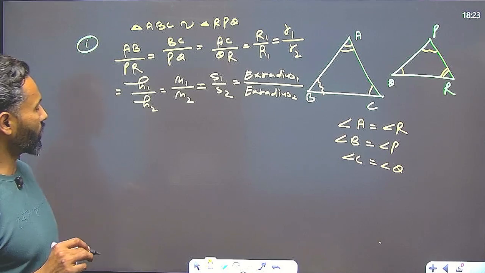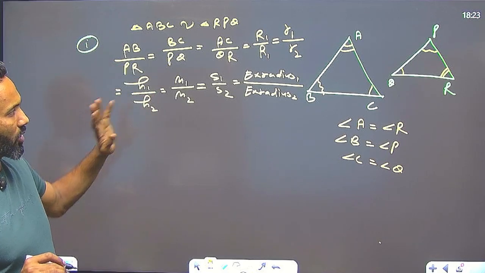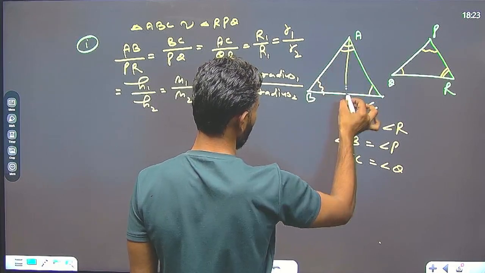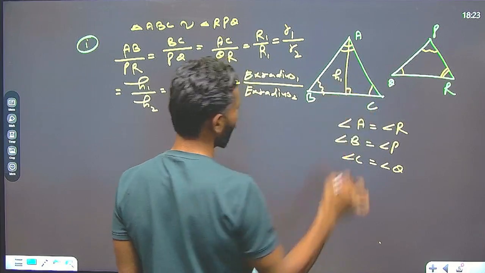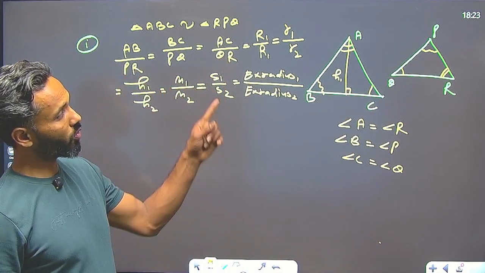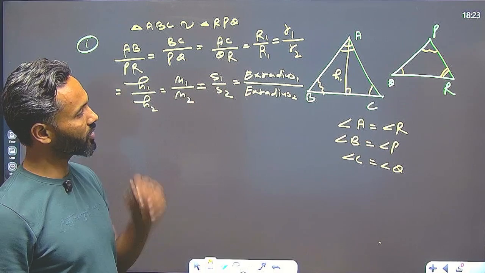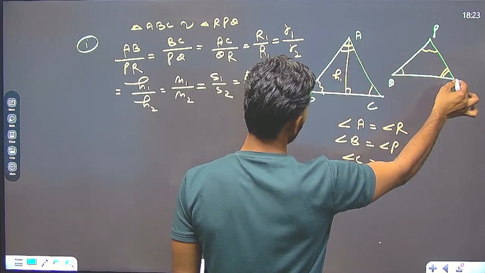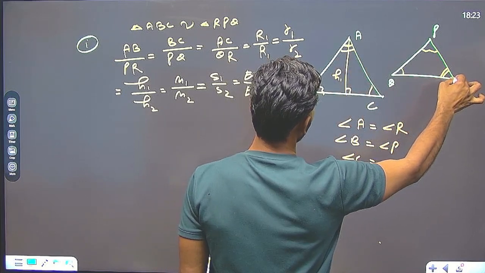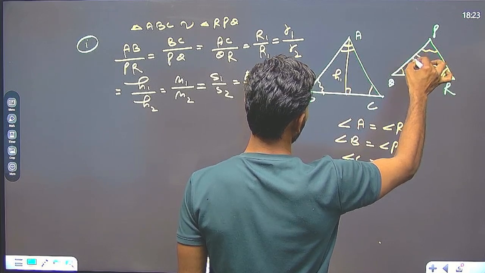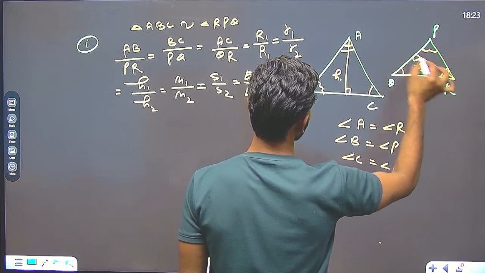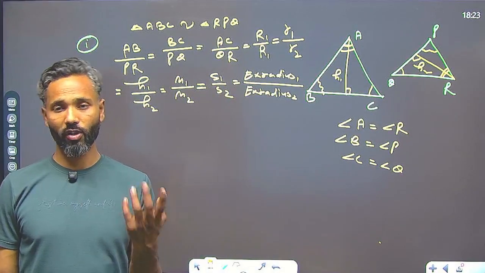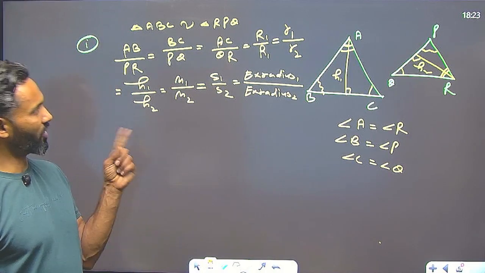Suppose I'm saying the ratio of the corresponding altitudes. Suppose you are dropping an altitude from vertex A. This is h1. Now how will you drop the corresponding altitude of this? So identify the angle equal to A. Angle R is equal to A. So if you are dropping an altitude from vertex R, it will be corresponding. Understand that? In that way, you can identify corresponding medians and corresponding altitudes of the triangle. So this is the first rule.